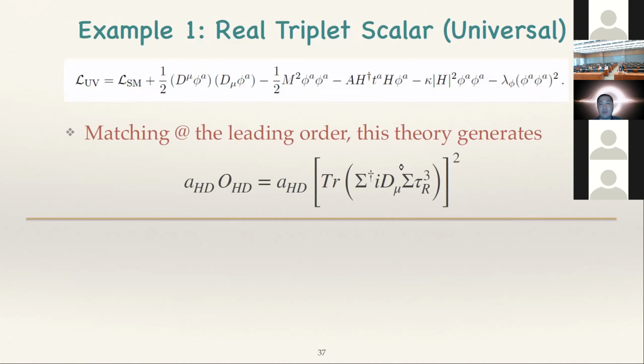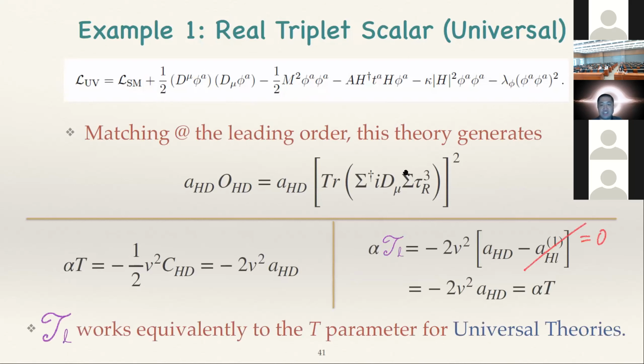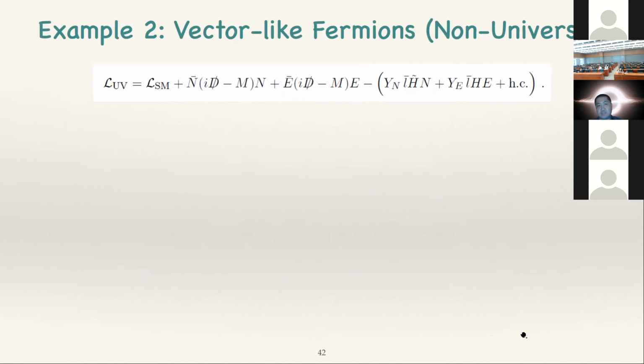So the first example, I'm just going to show quickly. That's just a real triplet scalar. That's a very simple UV theory. It's a universal theory. So I'm just showing that it's custodial preserving. So the original T parameter and our script T, they're the same. So our T works equivalently to the original T for universal theories.